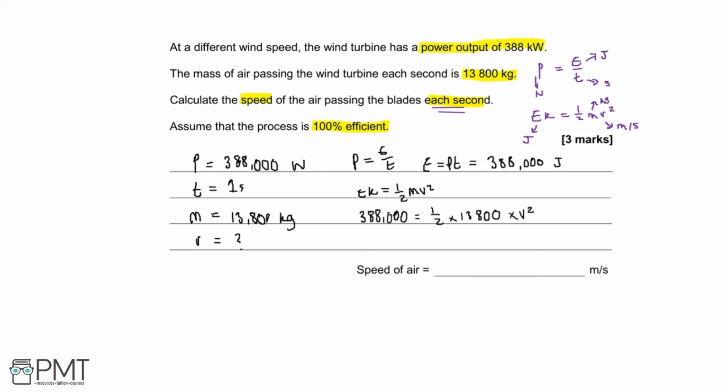And then we need to rearrange this in order to make v the subject. If we divide this side by 0.5, that's like timesing it by 2. It's the same process. So 2 times 388,000, and then we divide this side by 13,800. And this gives us v squared. Then we need to do the square root of the whole left side in order to find v. So rearranging this, v equals the square root of 2 times 388,000 divided by 13,800.